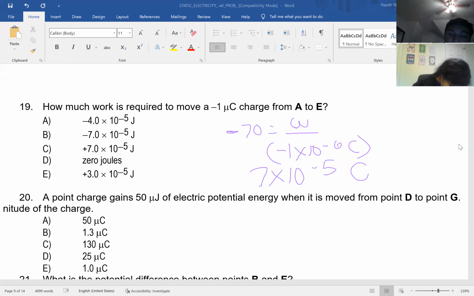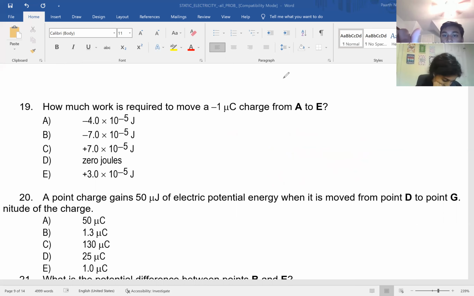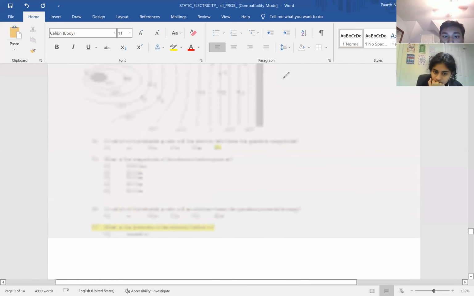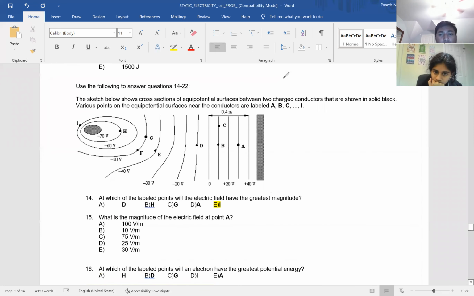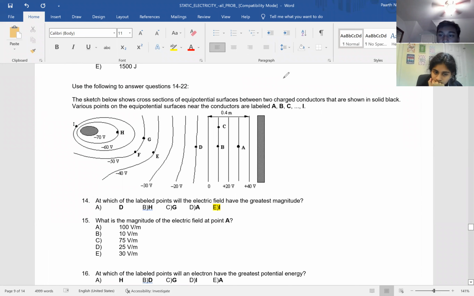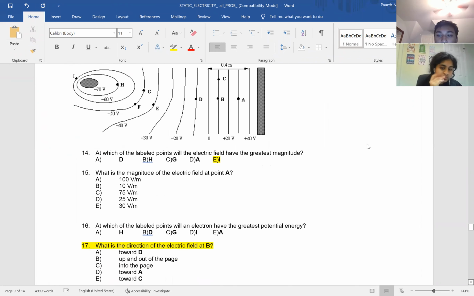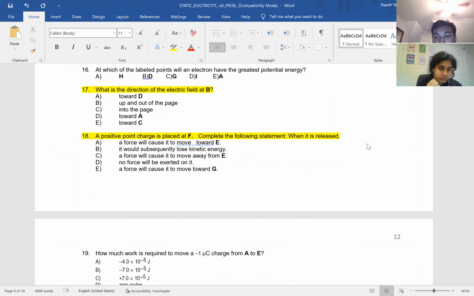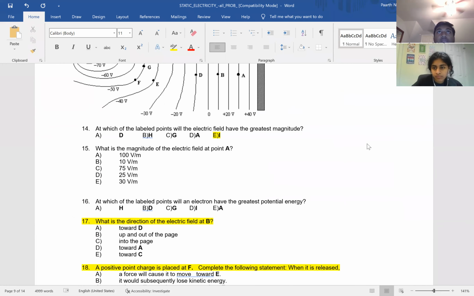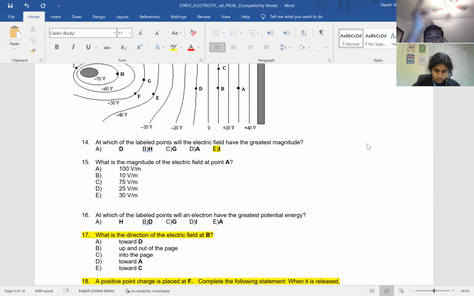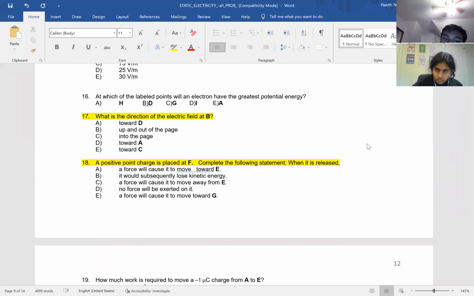And is it positive? It's positive, right? Okay. Let's see theoretically why it's also positive. For moving from A to E, how much work would be required? From A to E, we're moving in the direction of the electric field, right? And so in that case, work would be positive, right? However, if you're moving in the direction opposite to what the electric field wants you to move, like you're resisting it through an external force, then it would be negative work.